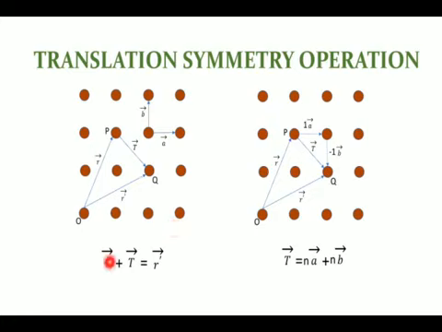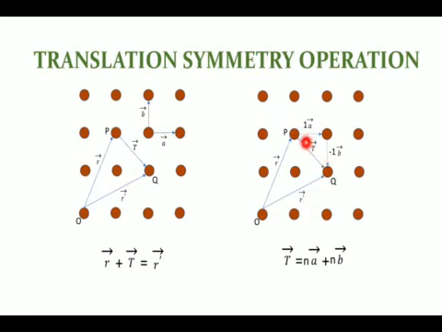So we have r dash vector is equal to r vector plus t vector. When we apply the translation operation to this lattice point P, we get a new lattice point Q. And the translation vector t is given by n1 a vector plus n2 b vector. a and b vectors are translation vectors.